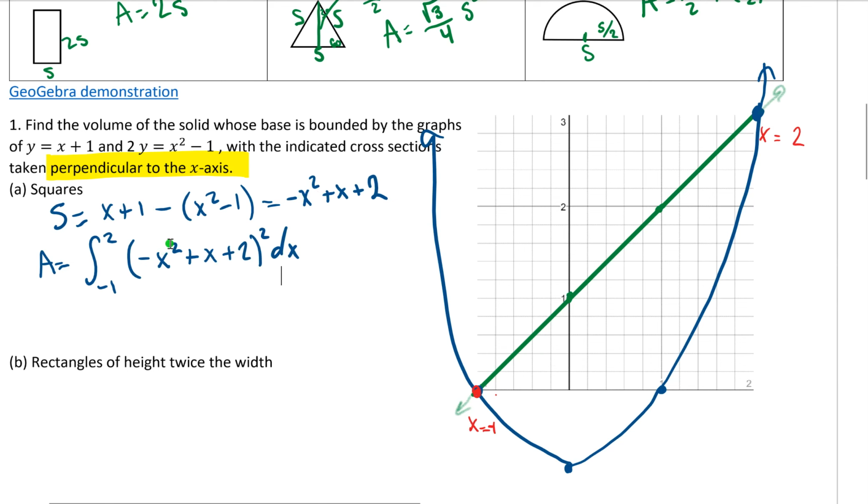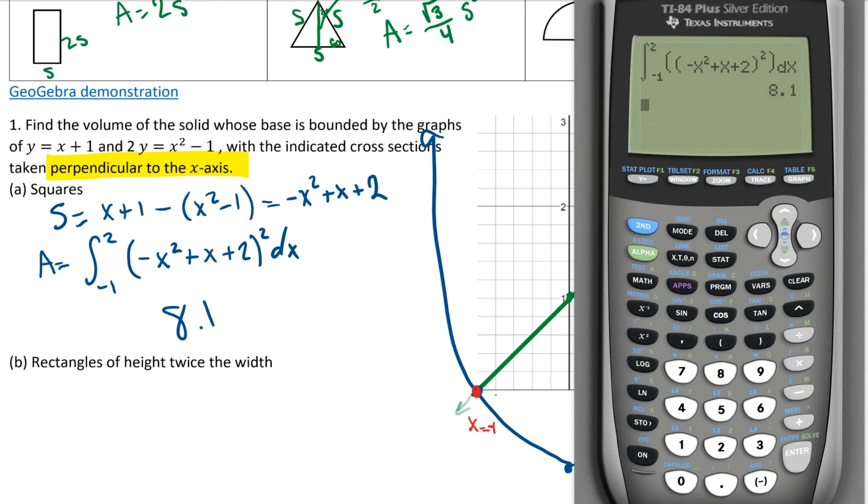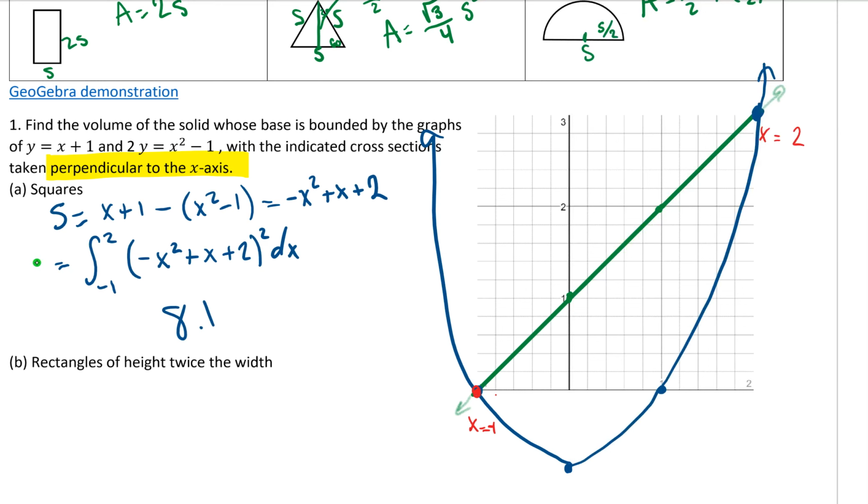I'm feeling extra lazy, so I'm going to use my calculator. All right, putting that in my calculator, I got 8.1. Once again, we weren't given units, so we don't need to put units, but the units on this would be whatever units cubed, because we're finding the volume of it. Notice I put an A here. That was a silly thing to do. I always do that for some reason. I write A when I mean V.